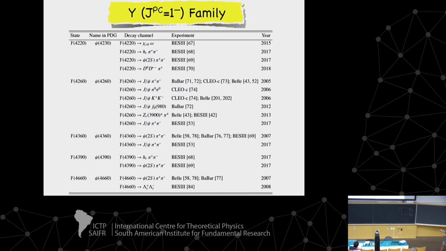And we have here all of them. This was the first one observed in 2005, and this was the last one observed in 2017. So as you can see, lots of these states are still being observed.